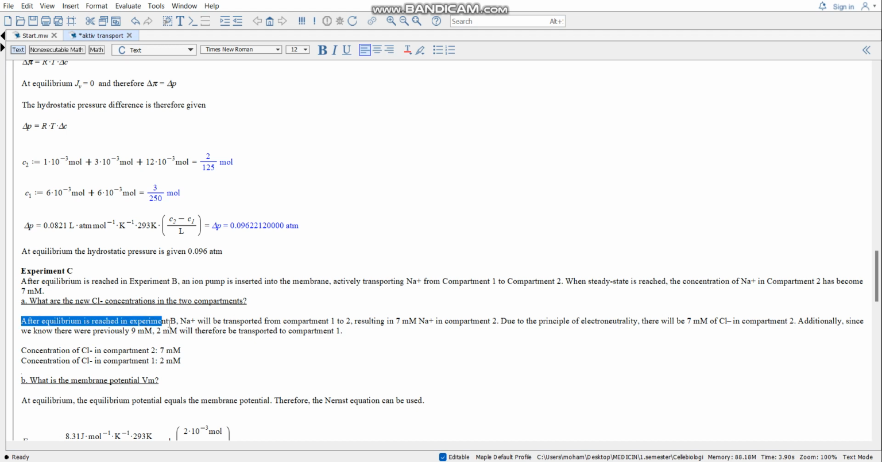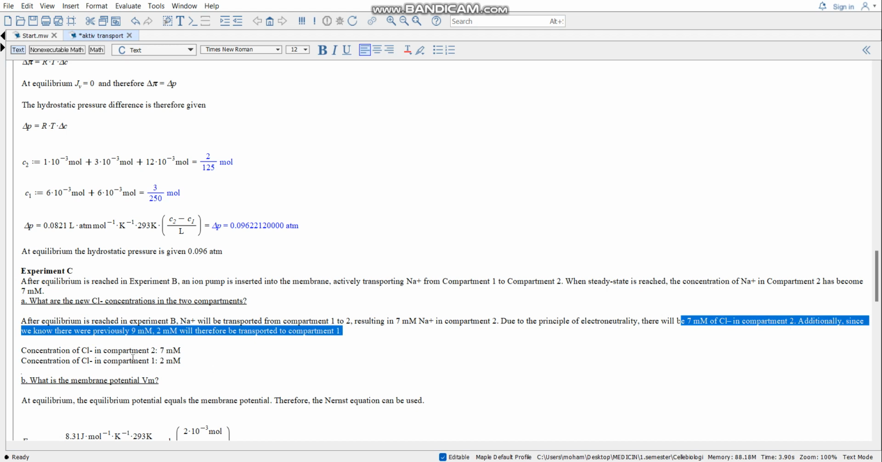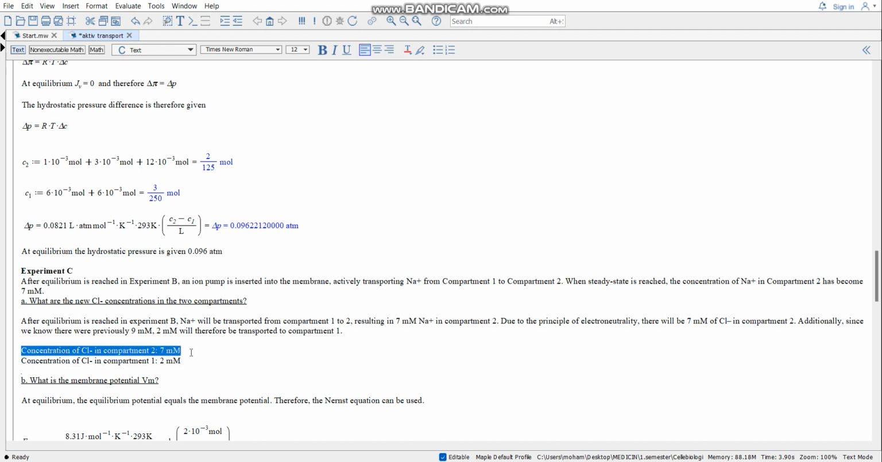So after equilibrium is reached in experiment B, sodium will be transported from compartment 1 to 2, resulting in 7 millimoles sodium in compartment 2. And due to the principle of electroneutrality, there will be 7 millimoles of chloride in compartment 2. And therefore, additionally, we know there was previously 9 millimoles, so 2 millimoles will be transported to compartment 1, right? Because previously we had 9, now we have 7. So in compartment 1 we have 2 millimoles of chloride, and in compartment 2 we have 7 millimoles.